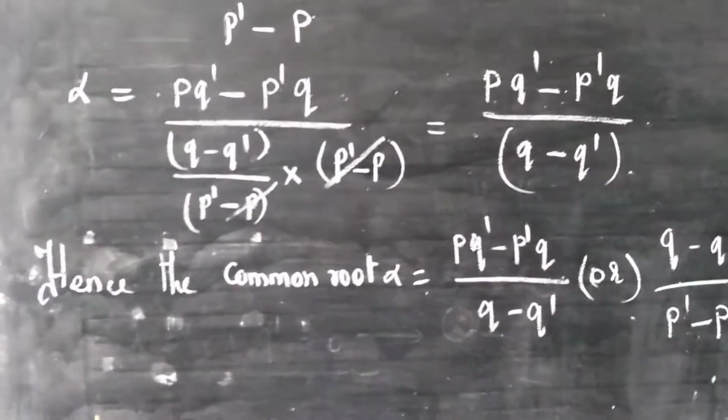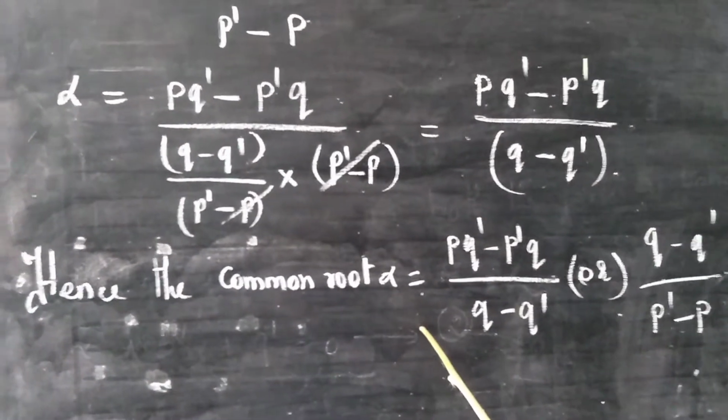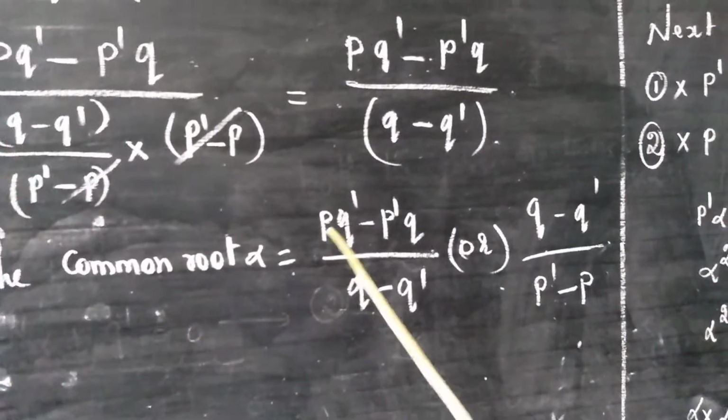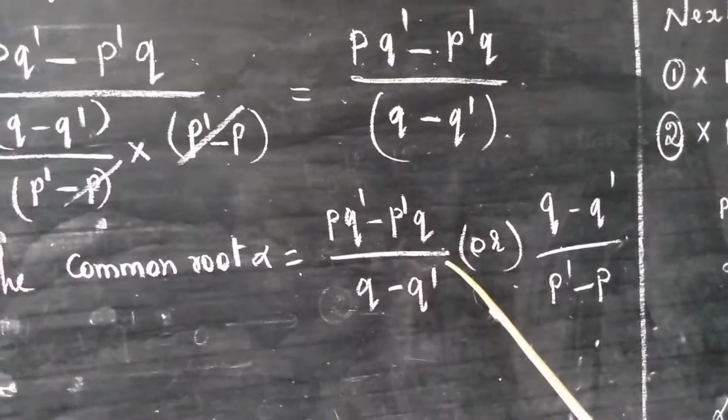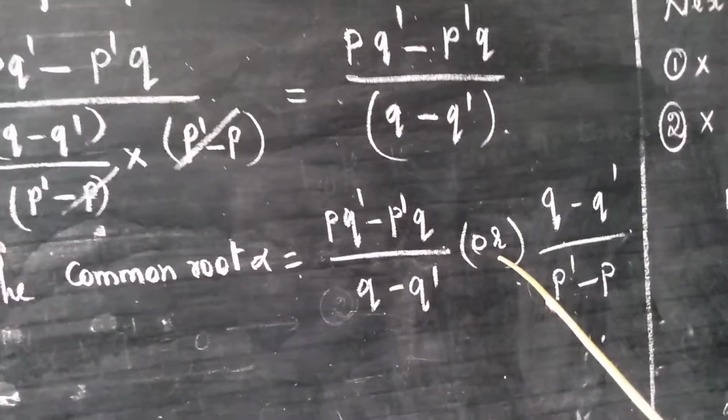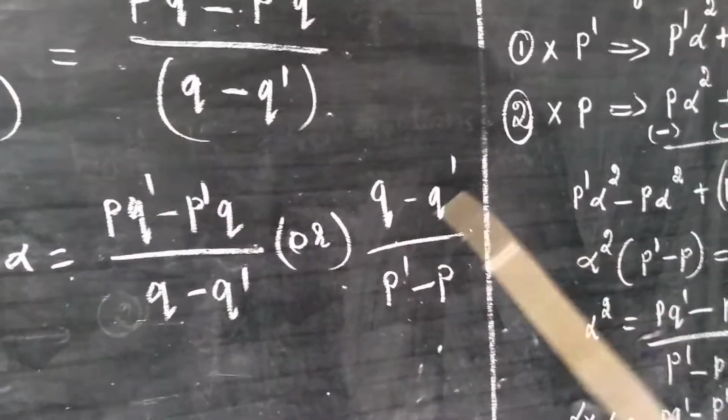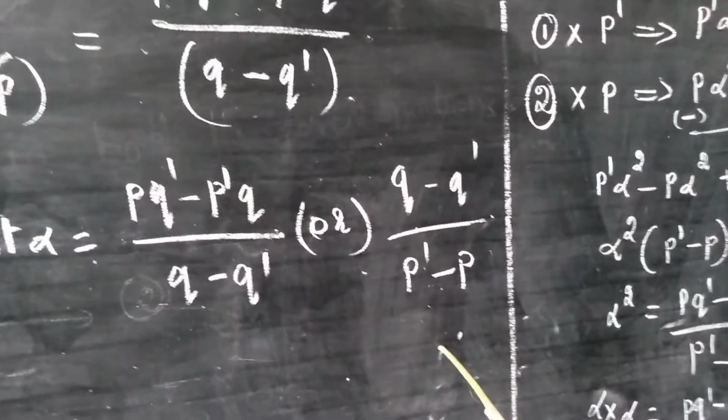Hence we proved that the common root alpha is equal to (pq' − p'q)/(q − q') or (q − q')/(p' − p).